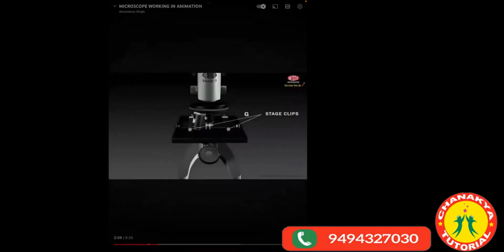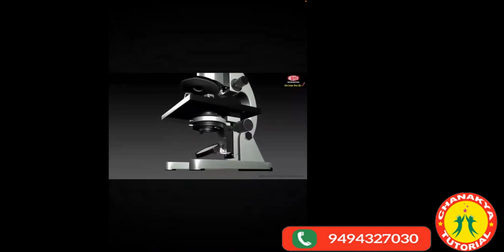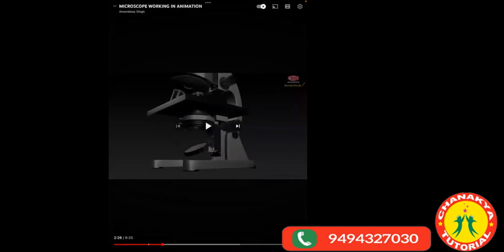Holds the slide in place on the stage. Beneath the stage, in all the besto microscopes, there is a condenser with a standard diameter of 39.5 mm, which collects and concentrates the light before it passes through the sample. You will not find this condenser in every microscope. Only a good quality microscope will have that.